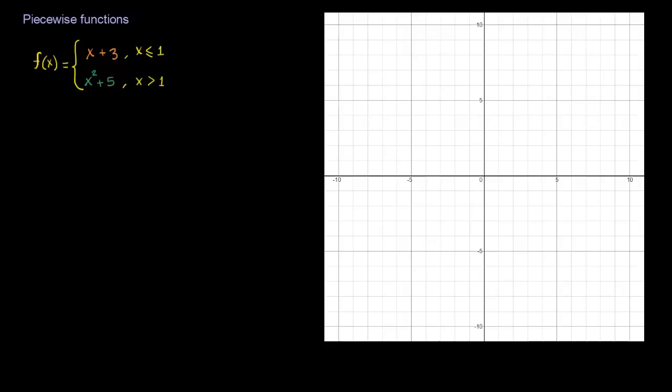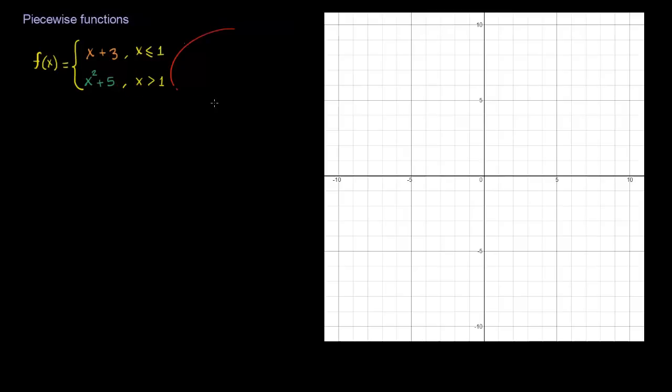Hi, we're in the topic here of piecewise functions, and in this case we're going to graph this piecewise function, this f of x. Let's get to it. First I'm going to say this piecewise function is divided into two pieces. The first one is x plus 3 when x is less than or equal to 1, and the second one is x squared plus 5 when x is greater than 1.